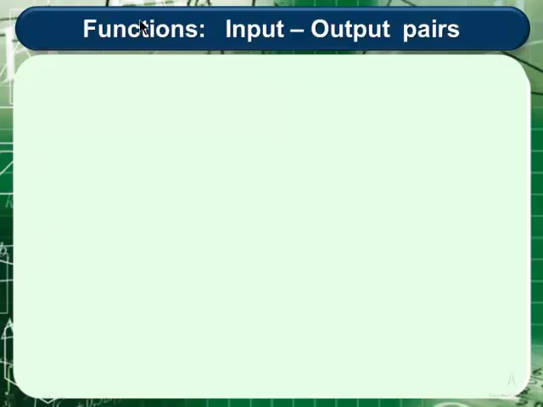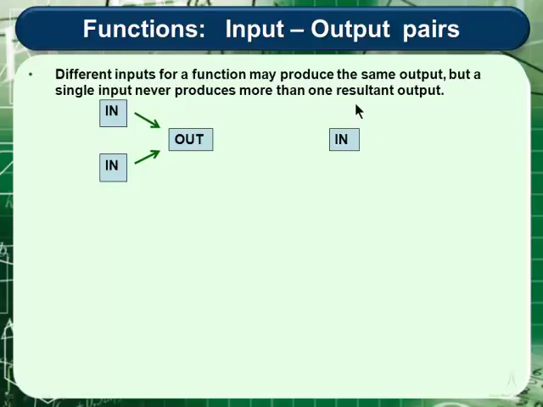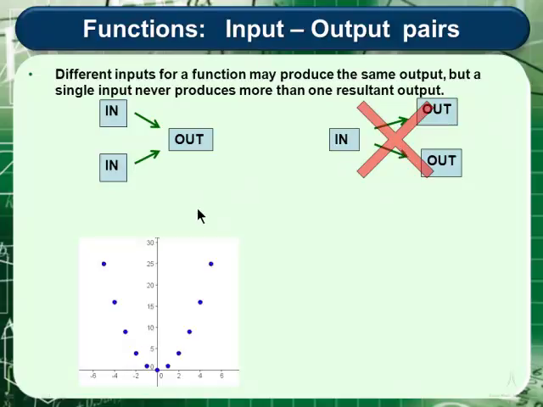If we have functions, there is a specific relationship between input and output pairs. Firstly, different inputs for a function may produce the same output. So therefore, if we have two inputs, we may have one output. But a single input must never have more than one resultant output. Otherwise, it's not a function. Like in this particular case, this is not allowed, or this will not be a function.